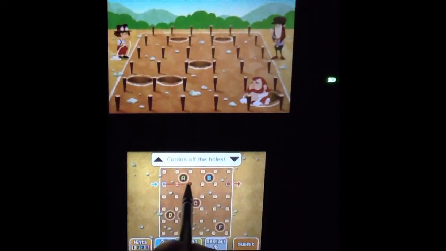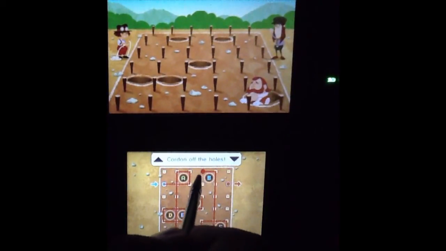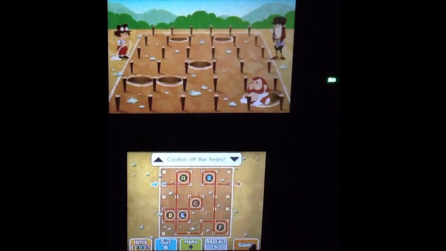So we're gonna start like this. Go down here, loop around like this, up, left, down, left, down. In order to loop around F, you'll have to go up here and to the right. Here goes.